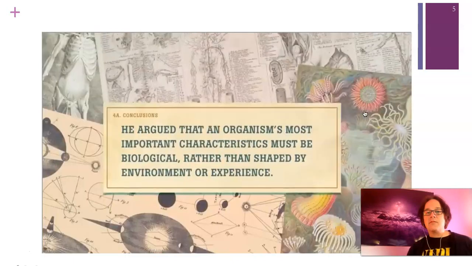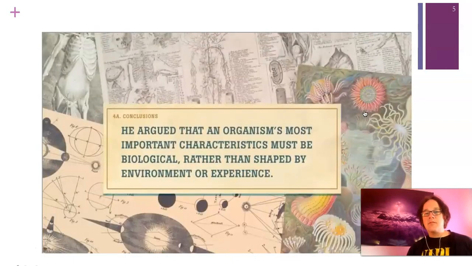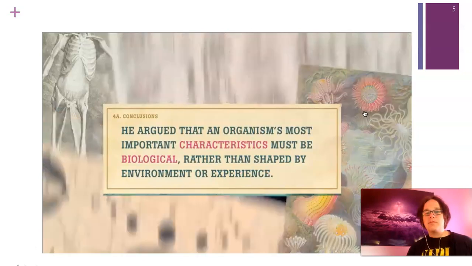He got this idea from his cousin's hit book. On the Origin of Species blew Galton's mind. After 1859, Galton focused on the social implications of Darwin's work. He argued that an organism's most important characteristics must be biological rather than shaped by environment or experience. And, like Darwin, he sought evidence for his theory.